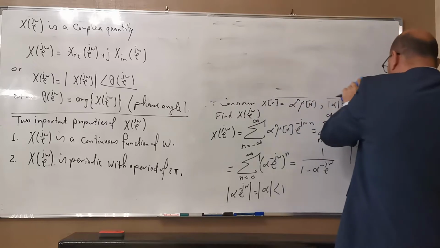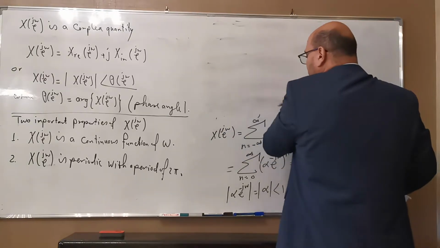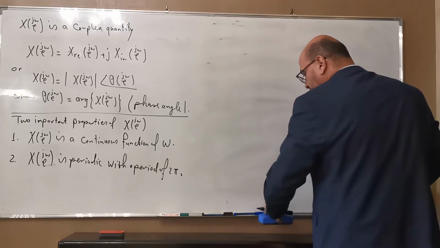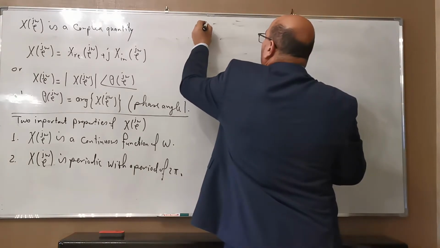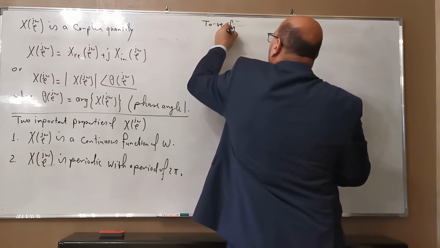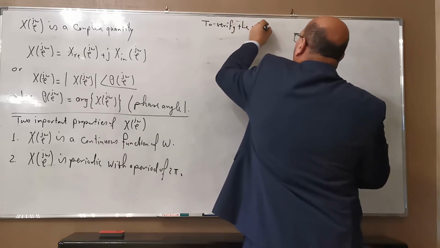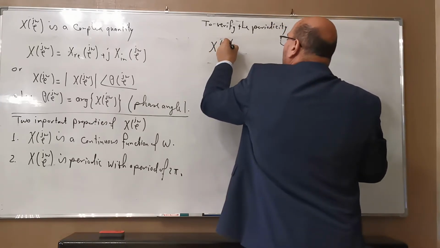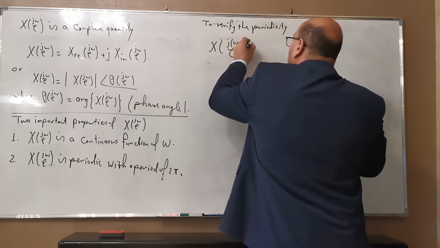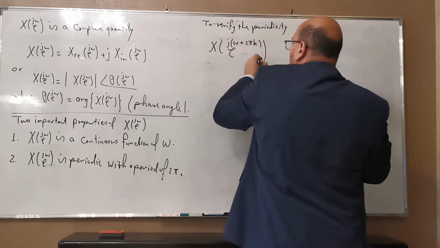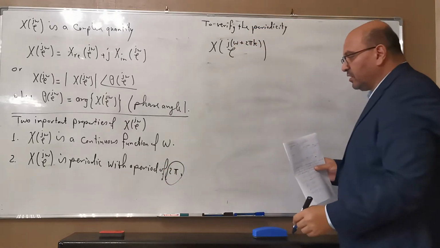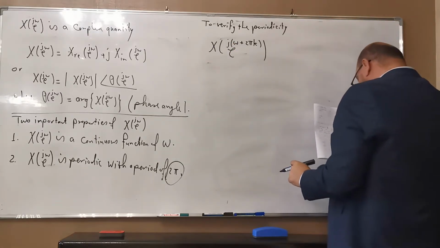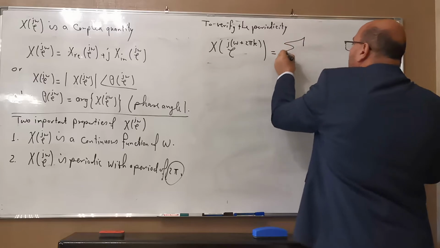But for the periodicity, let's check out the periodicity of the DTFT. To verify the periodicity, we will take X(e^{jω}) at ω plus 2πk. So we'll take multiples of the period. We said that it's periodic with a period of 2π, so I'm going to take X(e^{j(ω+2πk)}) and apply the definition.